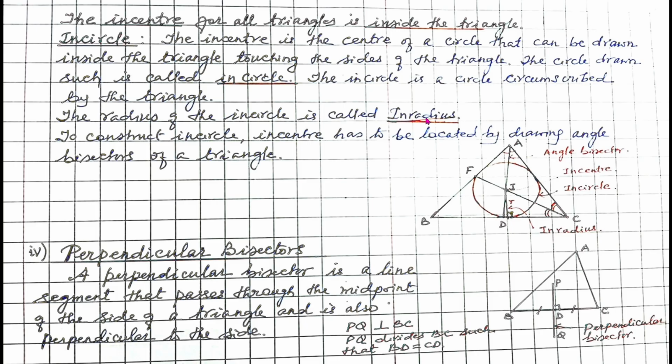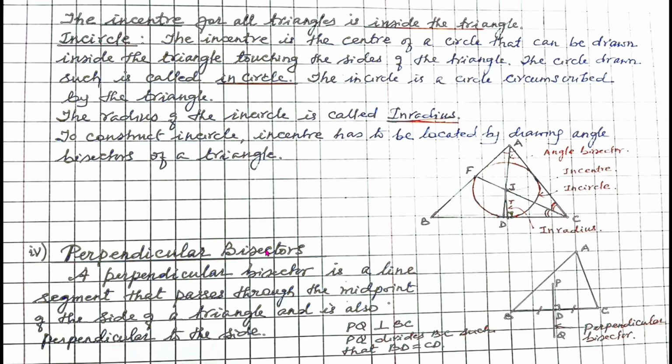The radius of the incircle is known as the inradius. If you see here, IF is the radius, so this is called the inradius. This is the inradius, this is the incircle, and I is the incenter. So therefore remember, to draw an incircle, we have to locate the incenter. To locate the incenter, we have to draw the angle bisectors. So that is one of the important circles which can be drawn within a triangle by the help of the incenter and by drawing the angle bisectors.